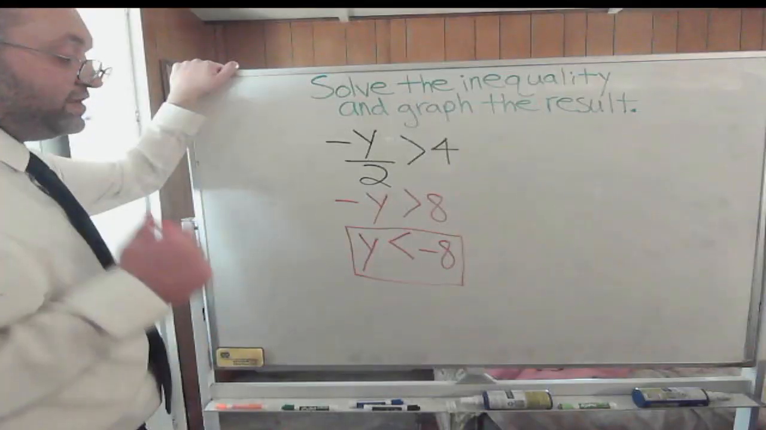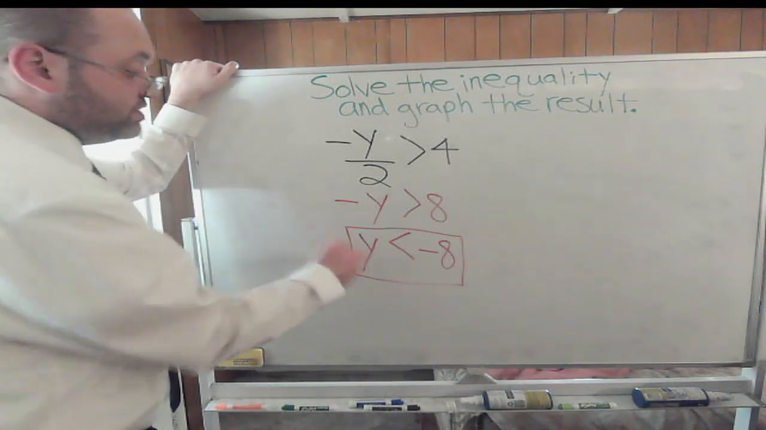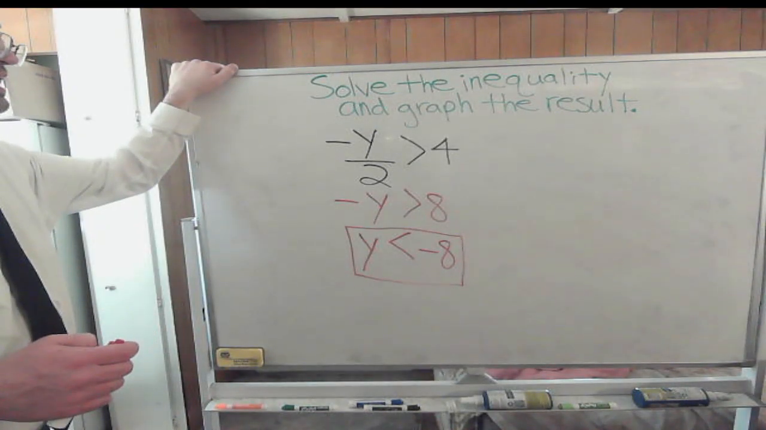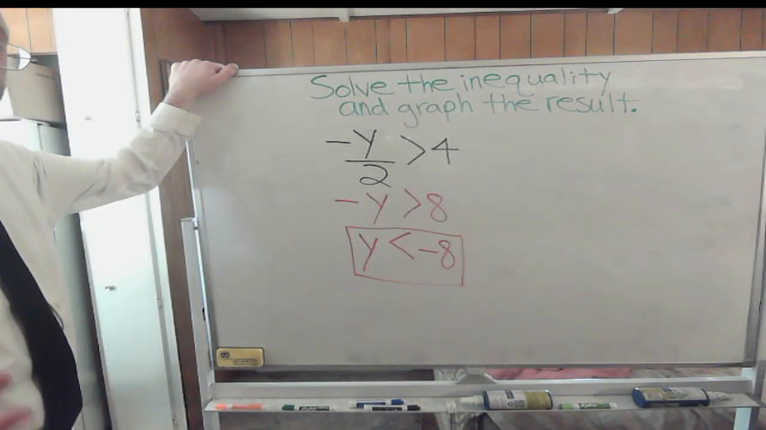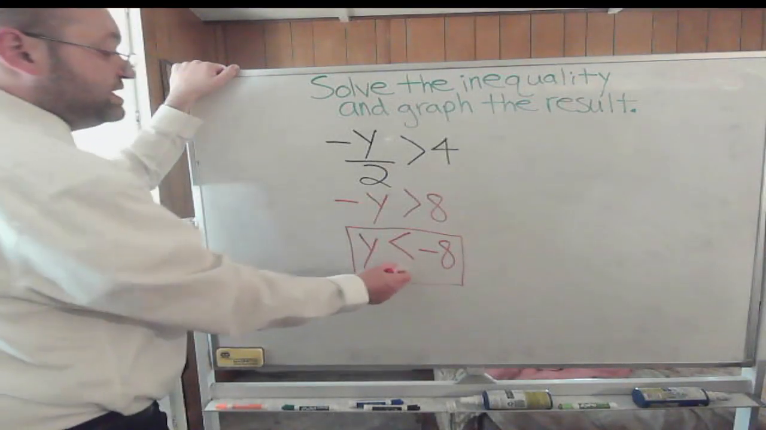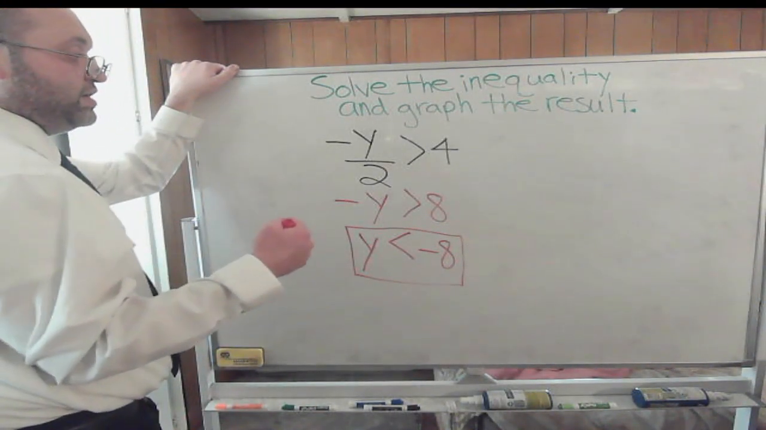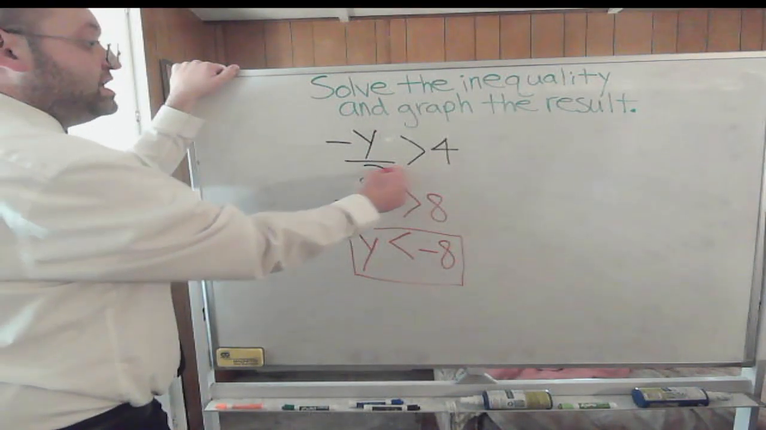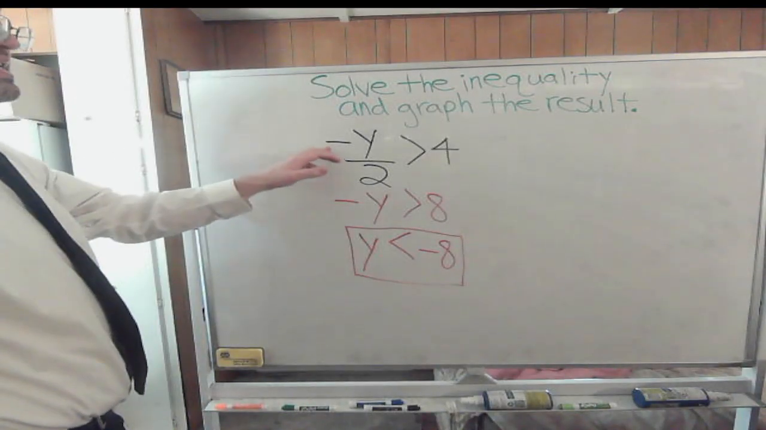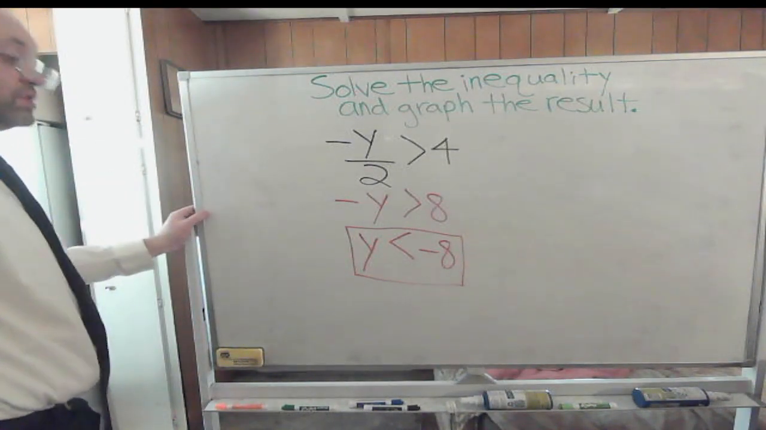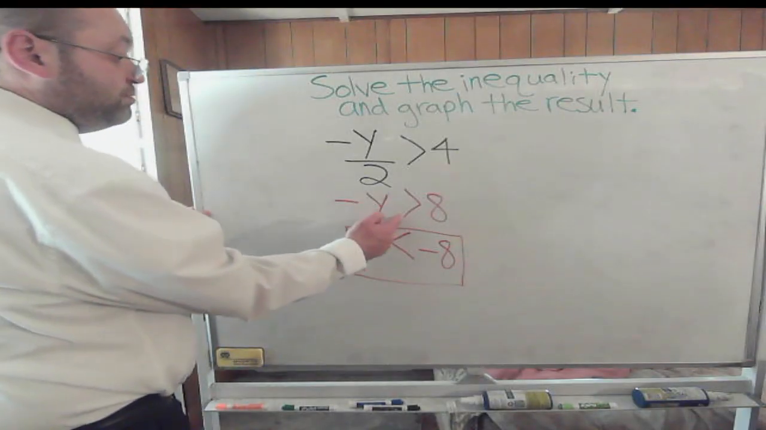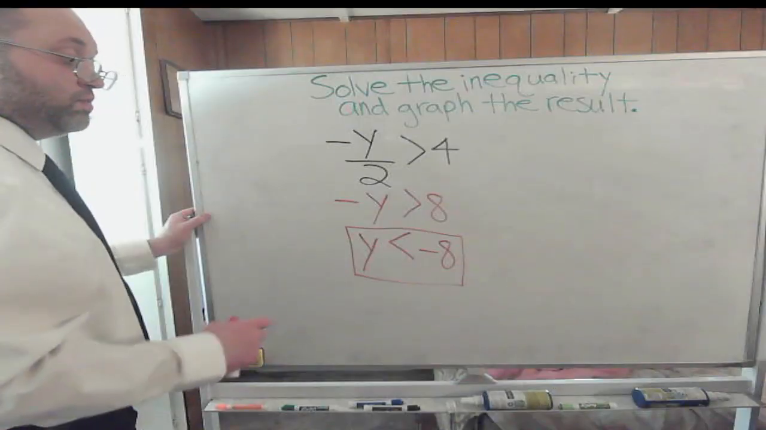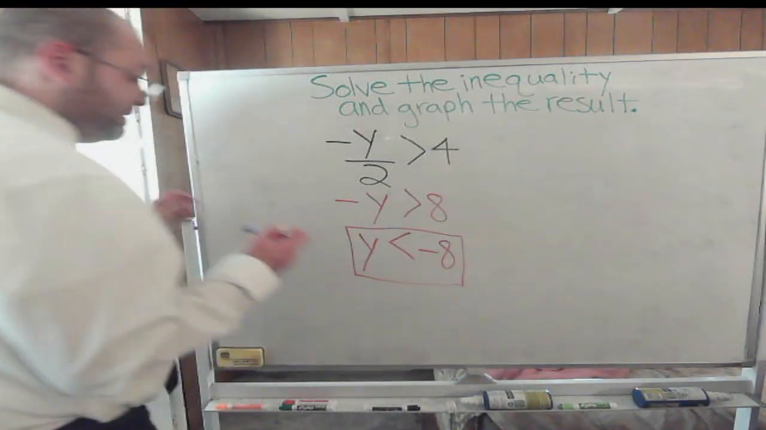So if you don't believe me, let's test it. We have y is less than negative 8. What if we put in negative 10, any value less than negative 8? So we put in negative 10 as a y value. Well, you'd have negative of negative 10, which would be positive 10 over 2, which is 5. 5 is greater than 4. You can test it in the original inequality. So, again, whenever you multiply or divide an inequality by a negative, it flips the sign you were working with. Y is less than negative 8.